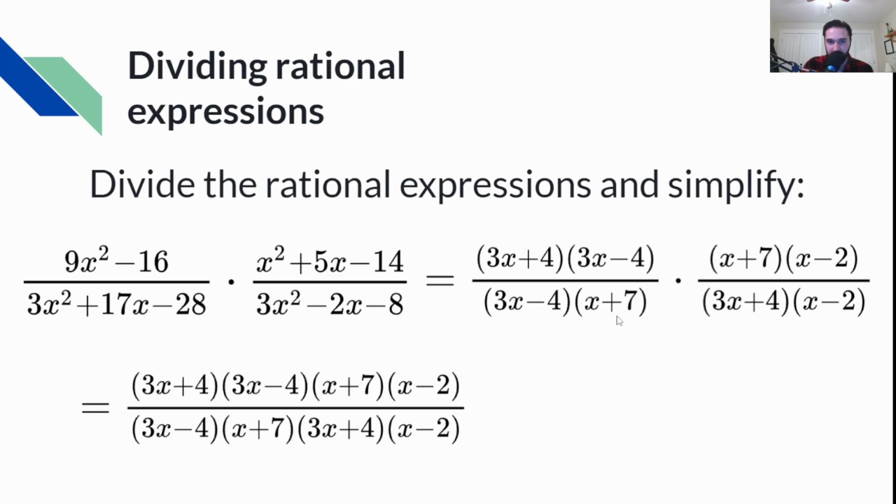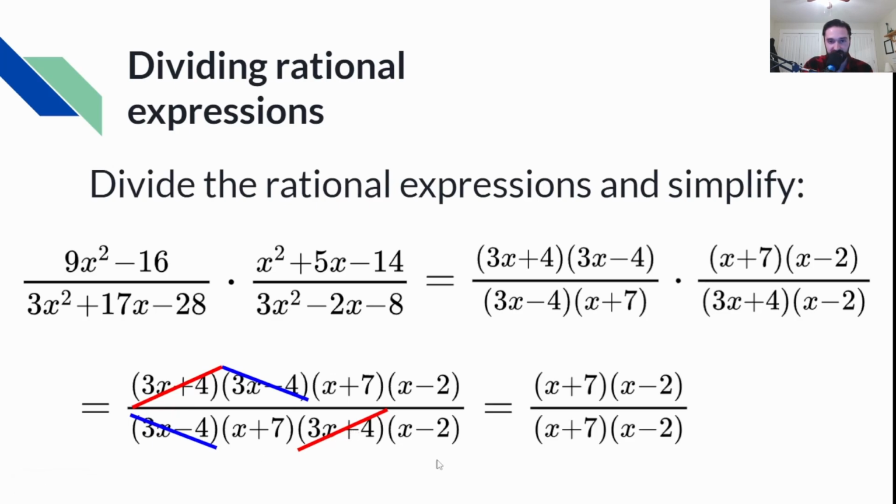Next we're going to bring these together in one big fraction, and watch what happens. We can see that the 3x plus 4 cancels with the 3x plus 4, and the 3x minus 4 cancels with the 3x minus 4. But what does that leave us with? It leaves us with this over this. So everything cancels in this problem. Everything cancels, so that leaves us with 1.